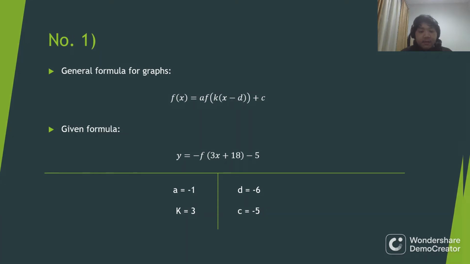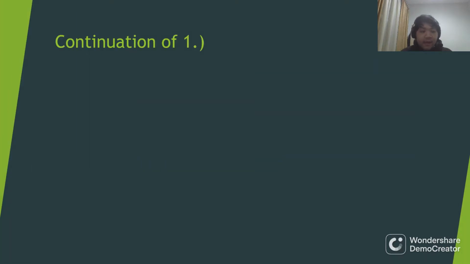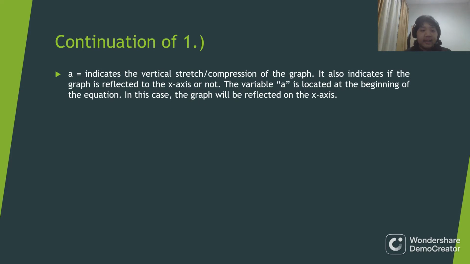Now, the explanation for how I get these numbers for each transformation variable is as follows. The variable a indicates the vertical stretch or compression of the graph. It also indicates whether the graph is going to be reflected on the x-axis or not. The variable a is located at the beginning of the equation or behind f. So in this case, the graph will be reflected on the x-axis.